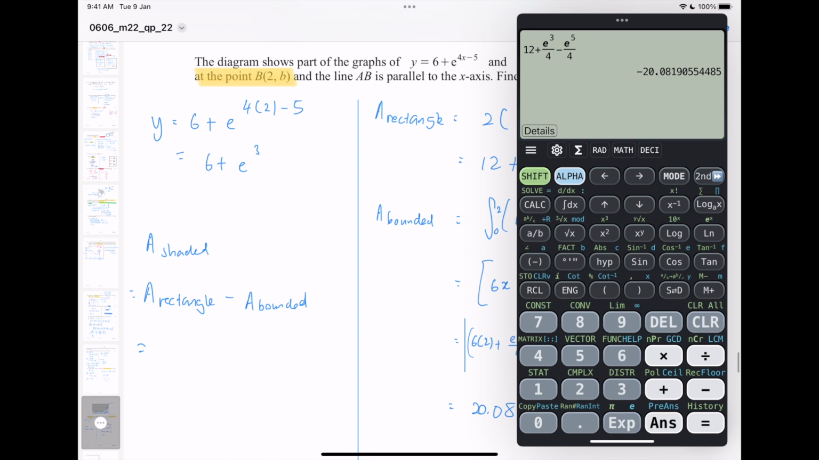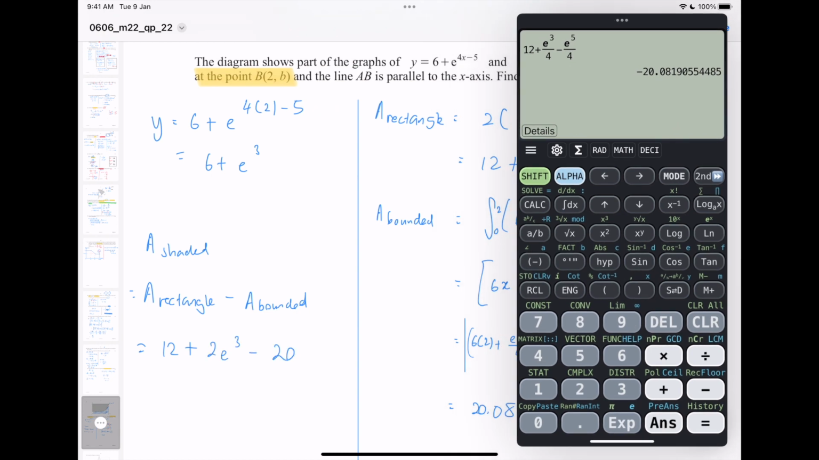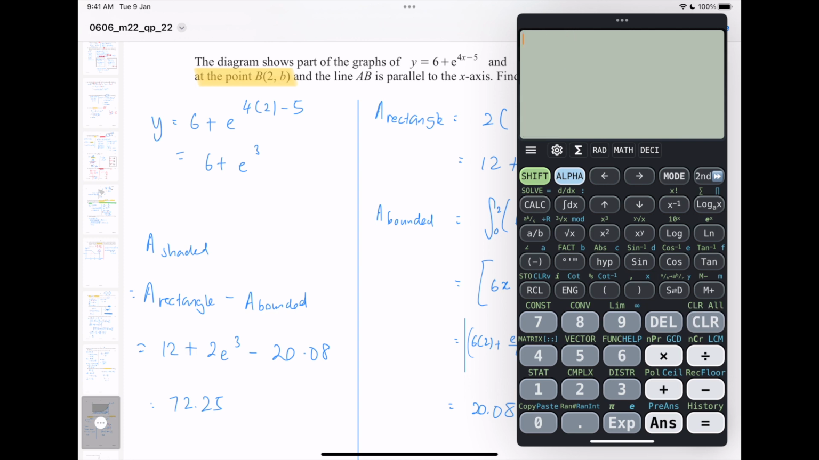Okay, let's subtract. We will take 12 plus, what's the rectangle again? 2e cubed. 12 plus 2e cubed minus the answer. You'll have 72.25. Is that right? 6 plus e to the 3 times 2 minus 20, 32. Okay. Why am I getting completely different numbers?